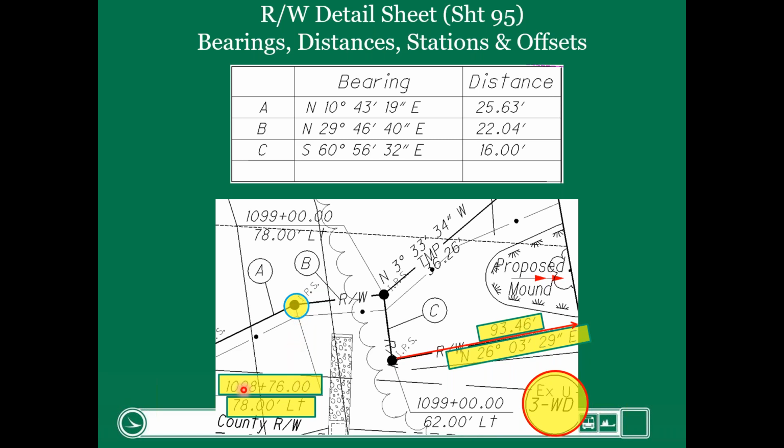in direction, we have what's called a station and offset. So this point, if we went perpendicular from the center line, and when I mean perpendicular, I mean 90 degrees. So going 90 degrees from the center line, the station is 1098 plus 76. The offset, so this point right here is 78 feet left of the proposed center line.